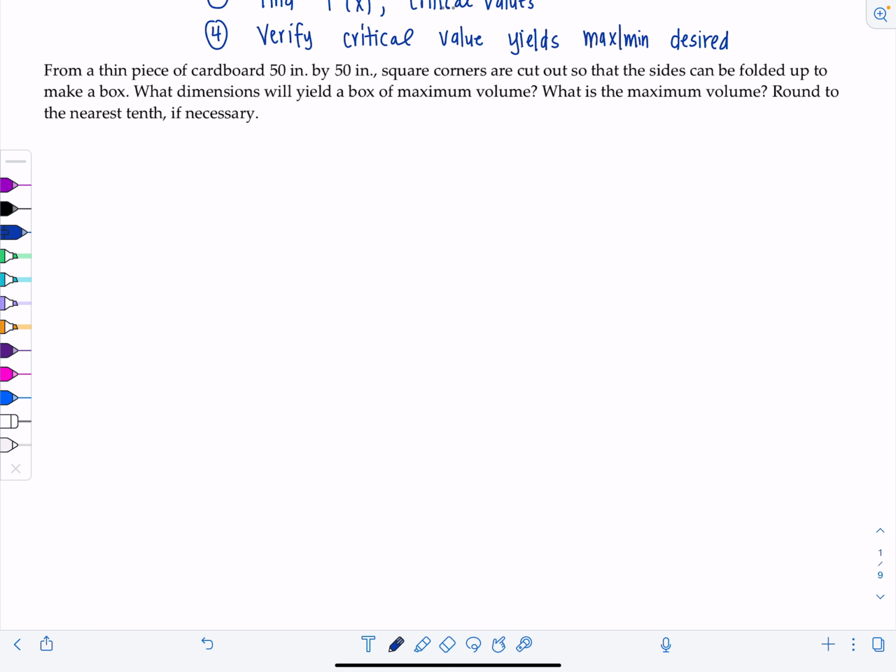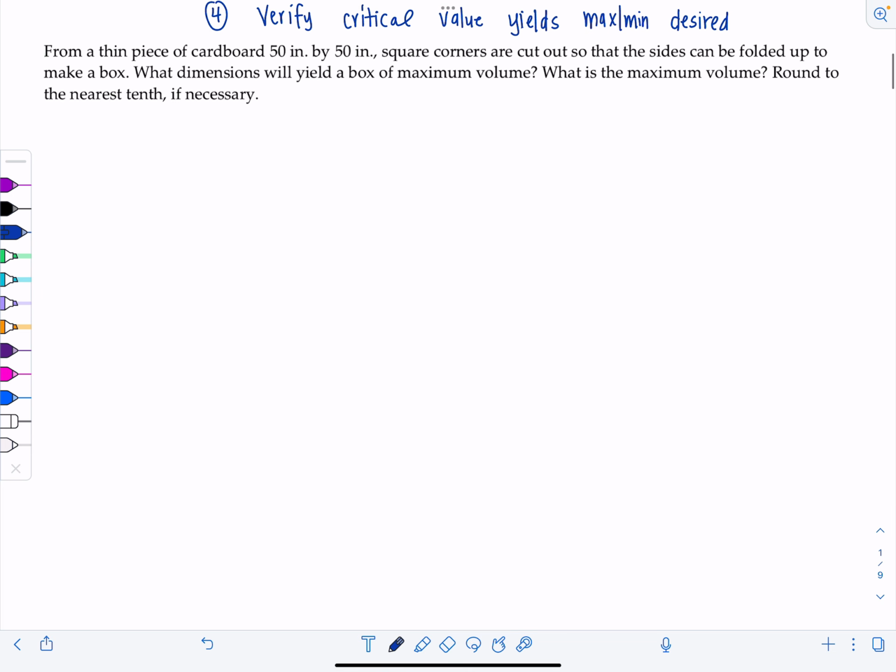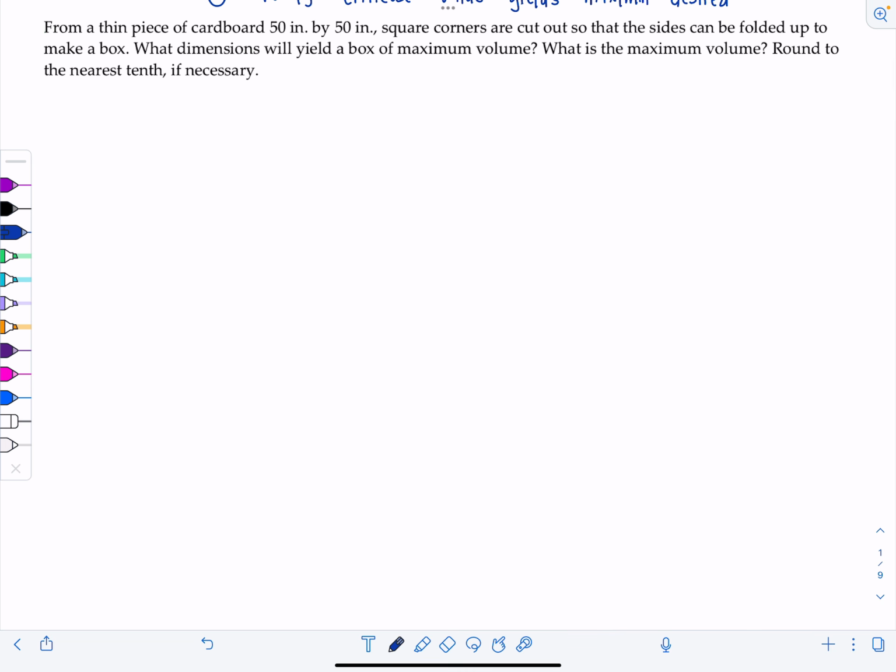From a thin piece of cardboard, 50 inches by 50 inches, square corners are cut out so the sides can be folded up to make a box. What dimensions will yield a box of maximum volume? What is the maximum volume? Round to the nearest tenth if necessary. So quickly, what quantity are we trying to optimize? Right here, I saw the word maximum and following it is the word volume. So we want to find the max volume of this box.